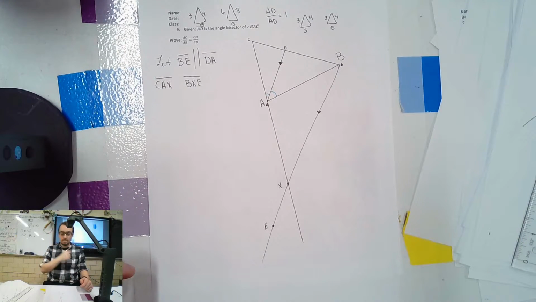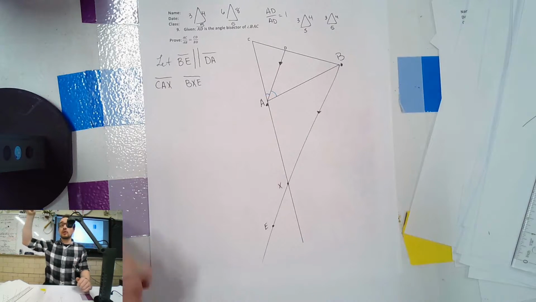Could those be vertical angles at X? They could be vertical. Again, lots of things are helpful, but not everything's going to be useful. So it might not be useful. Exactly. Vertical angles is the epitome of true, but may not be helpful.